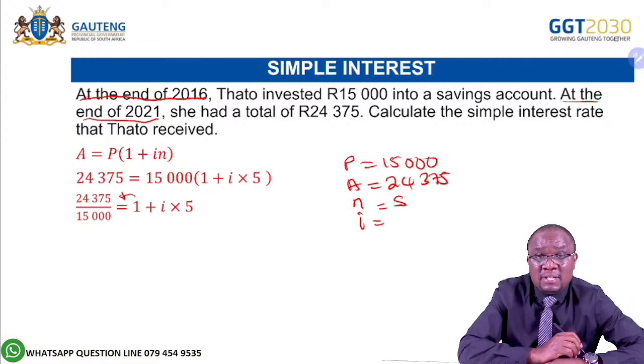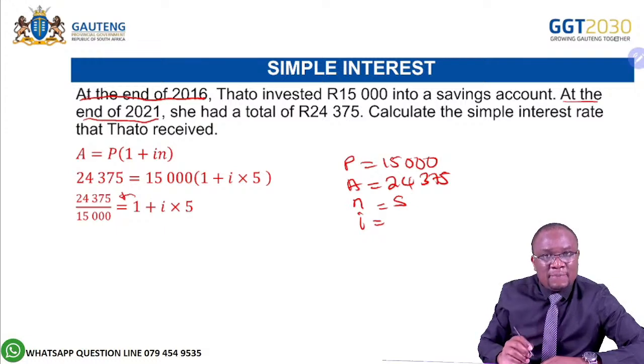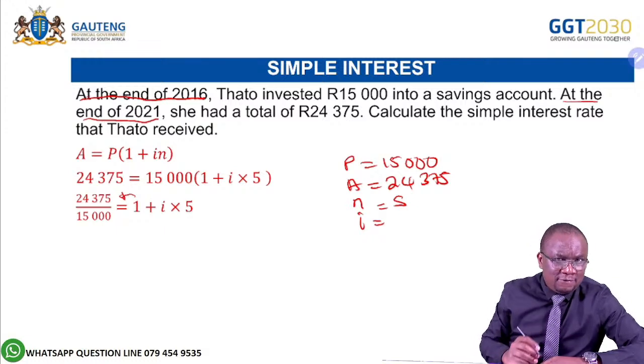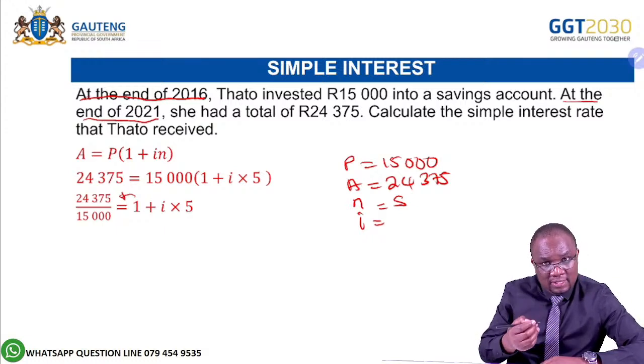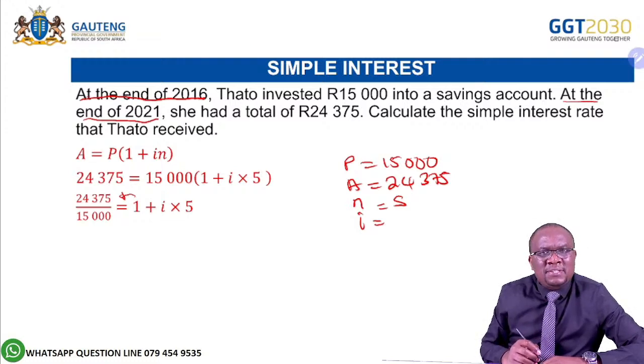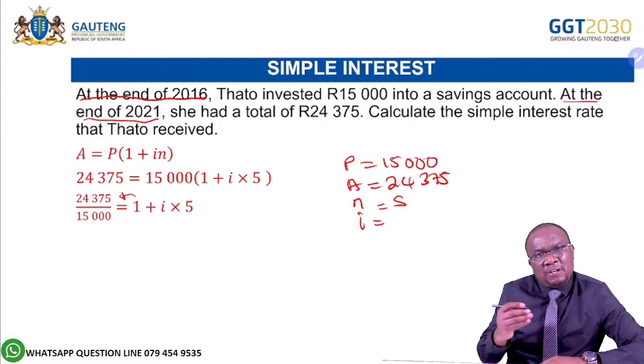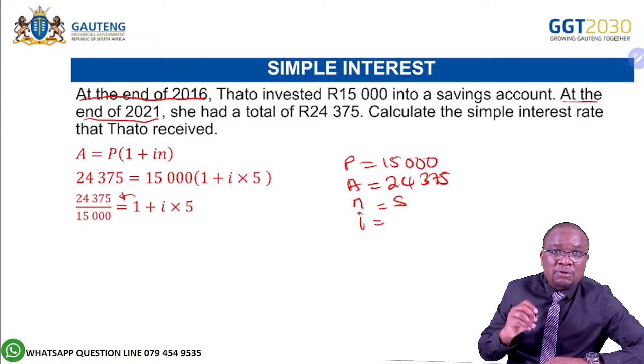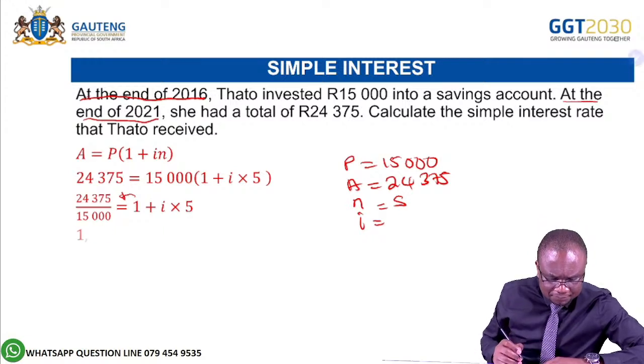Please don't round off during calculation. You use the numbers as they are. That's why I prefer using fractions, because with fractions you have not compromised on accuracy. But if you round off, you are compromising on accuracy. So we round off only the final answer.